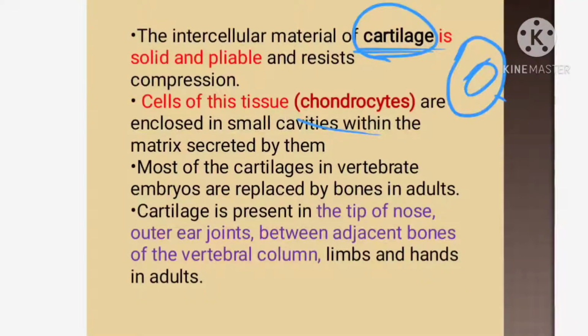So cartilage cells are present in a cavity. That cavity is called the lacuna, and inside that there is a matrix. Matrix means a fluid-filled cavity. That fluid is called the matrix, and inside that you can find your chondrocyte cells.